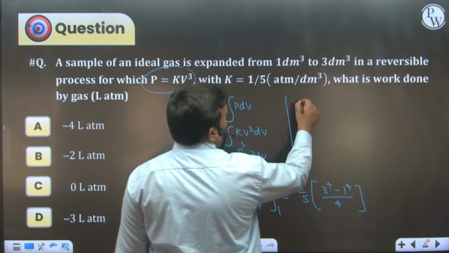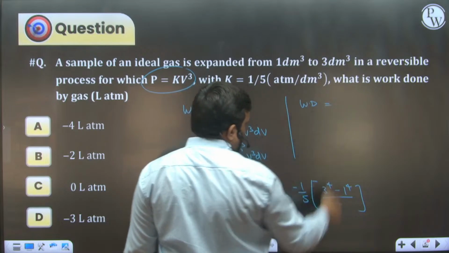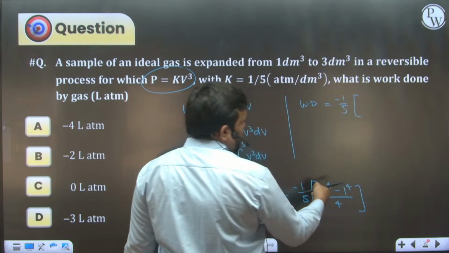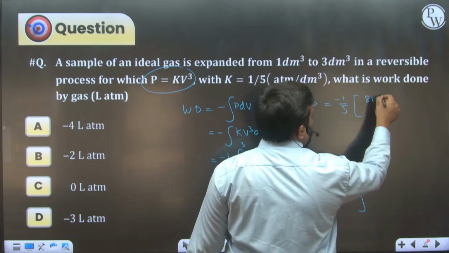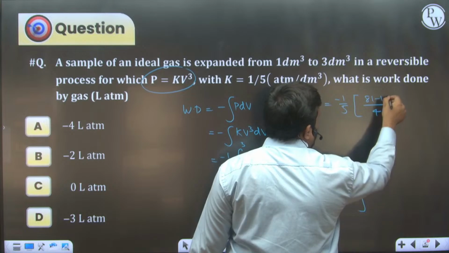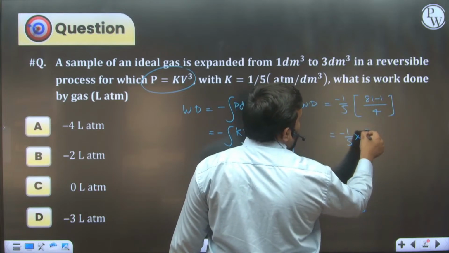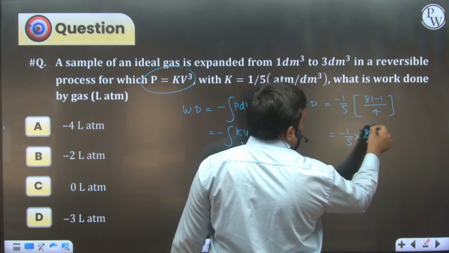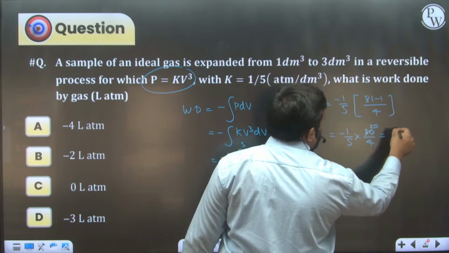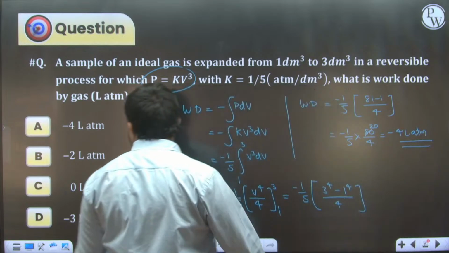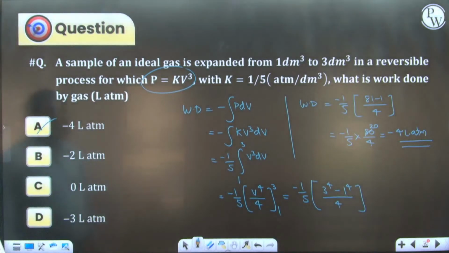So let us see the work done, what we are getting over here. Work done is minus 1 by 5 into 3 power 4 is 81, 81 minus 1 divided by 4. So we are getting minus 1 by 5 into, this is 80 by 4, 20. So this is minus 4 liter ATM we are getting over here. So our answer will be this first option, which is minus 4 liter ATM.